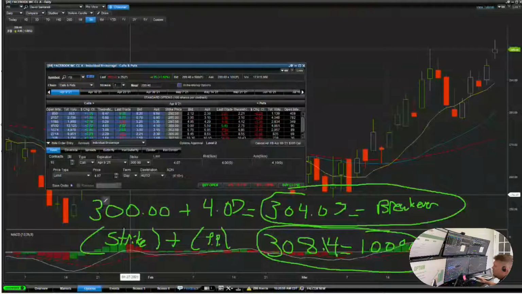If you have that 300 strike call, you needed it at 304.07 just to break even. So if you think it's going to get up to $305, why the heck are you going to trade the 300 strike, pay $4.07 for it to make 93 cents? That wouldn't make sense. That's why it's really important.